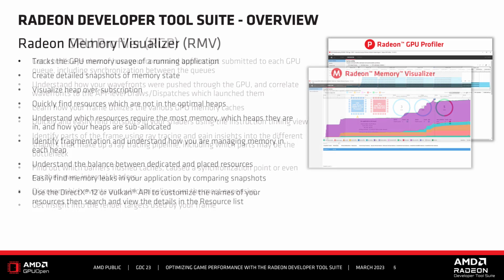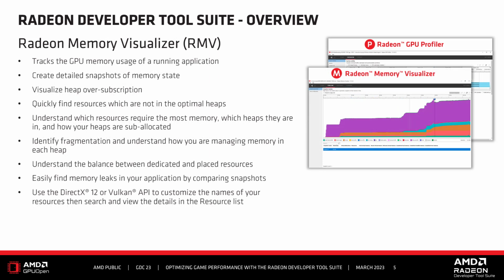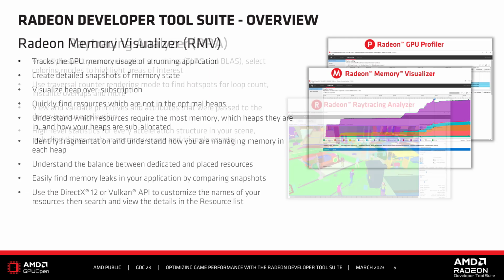The Radeon Memory Visualizer, or RMV for short, tracks the usage of GPU memory over time and allows you to create snapshots of how the memory is being used at a specific time. You can see which resources require the most memory, the heaps they are in, and how the heaps are sub-allocated. It is also useful for detecting memory oversubscription, fragmentation, and locating memory leaks.